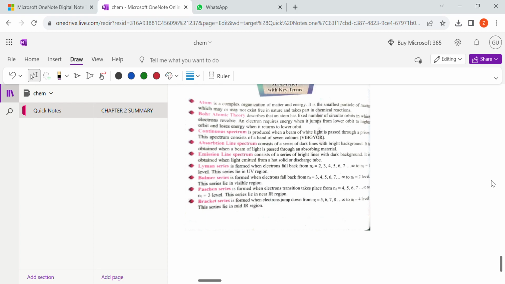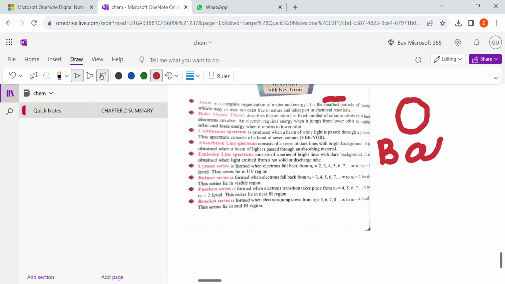So, what is atom? Atom क्या होता है? Let's just look at that. Atom is a complex organization of matter and energy, and it is the smallest particle of any matter which may or may not exist free in nature and takes place in chemical reactions. Alright? Atom is the smallest and the basic particle of any matter. ठीक है? बेसिक पार्टिकल जिससे मैटर बनता हो.